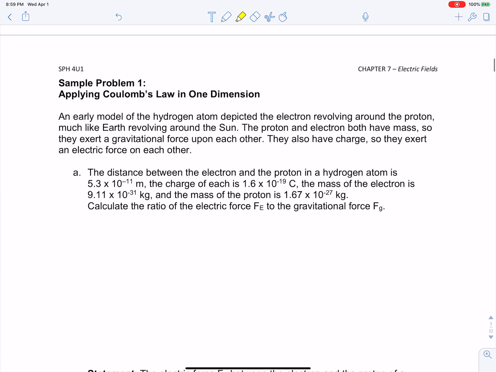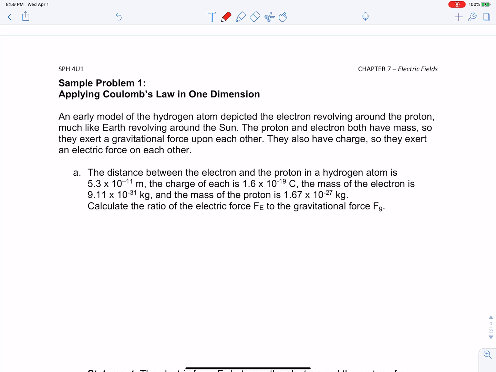Sample problem number 1. An early model of the hydrogen atom depicts the electron revolving around the proton, much like the Earth revolves around the sun. The proton and electron both have mass, so they exert a gravitational force upon each other. They also have charge, so they also exert an electric force on each other.